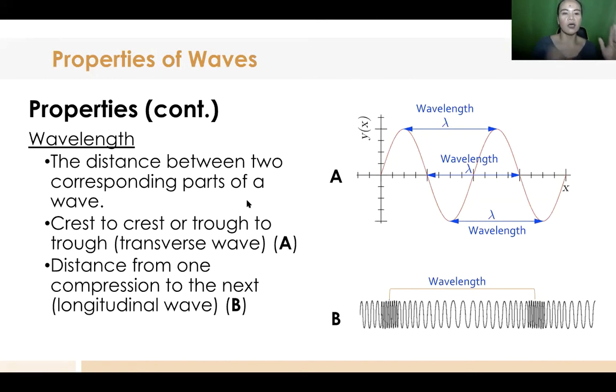So the distance from crest to crest, trough to trough, or if you're talking about longitudinal waves, the length of the compression to the next compression that's happening, that is your wavelength.